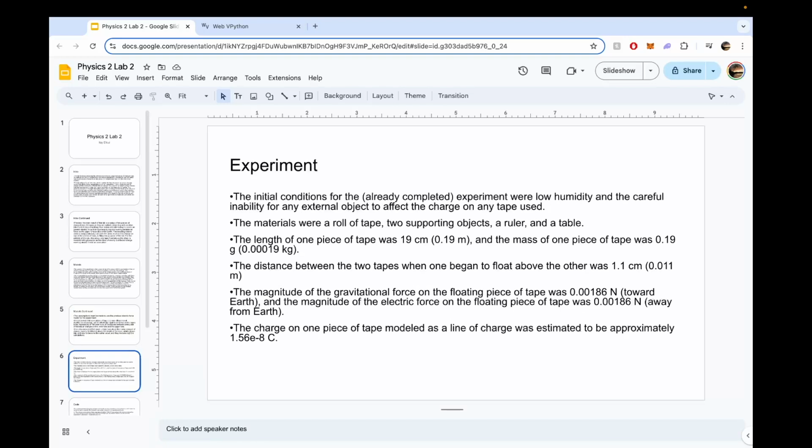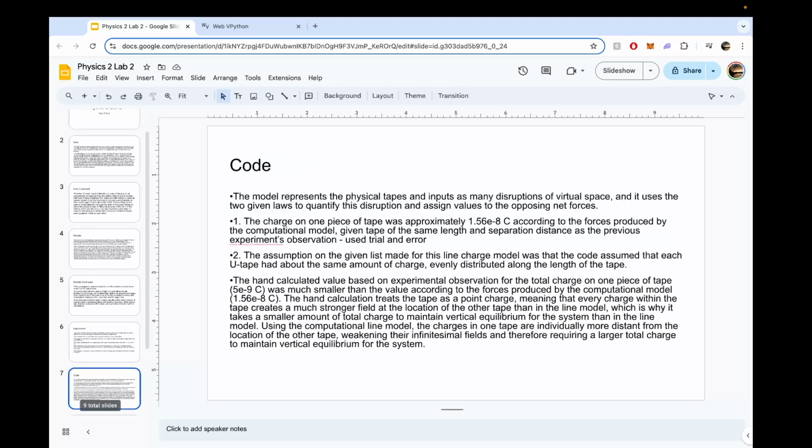Here's the experiment. The length of the tape was 19 centimeters and its mass was 0.00019 kg. The distance between the two tapes was 1.1 centimeters. The magnitude of the gravitational force on the floating piece of tape was 0.00186 newtons towards the Earth, and the magnitude of the electrostatic force was the same, away from the Earth. The charge on one piece of tape, modeled as a line of charge, was estimated to be approximately 1.56 times 10 to the negative 8 coulombs.